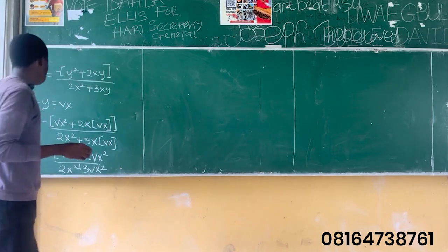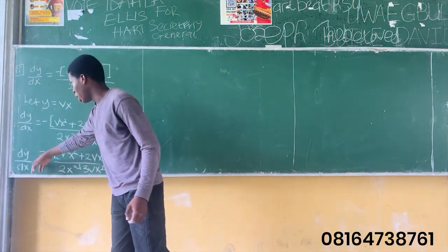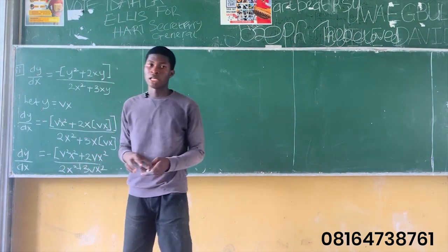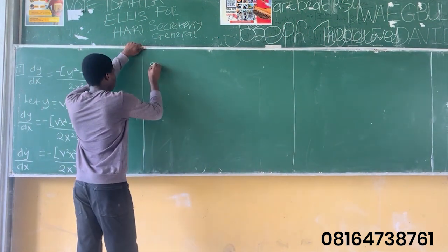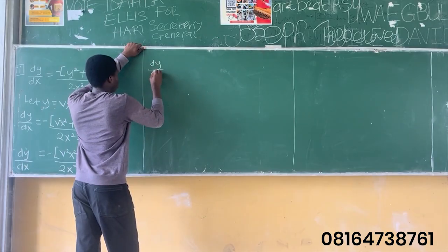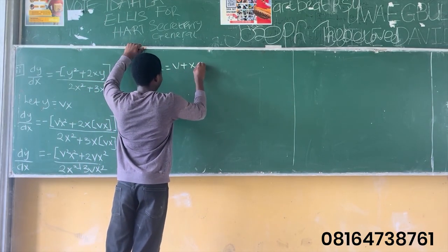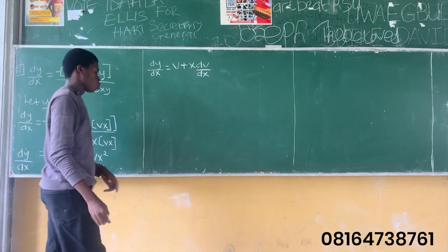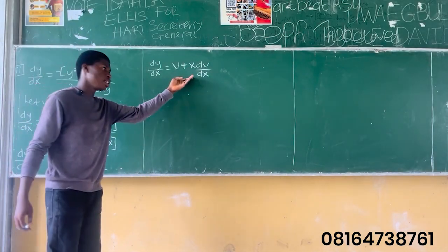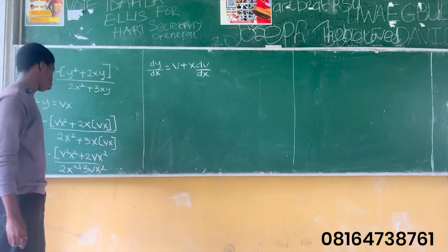So if you use a product rule to work on this dy over dx, whereby y is equal to vx, you're going to be getting dy over dx is equal to v plus x dv over dx. So now we are going to be substituting all these parameters into this point and working out the equation.